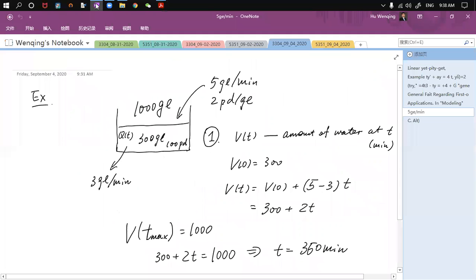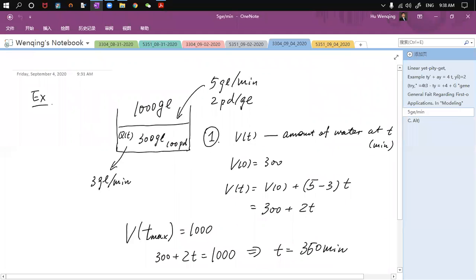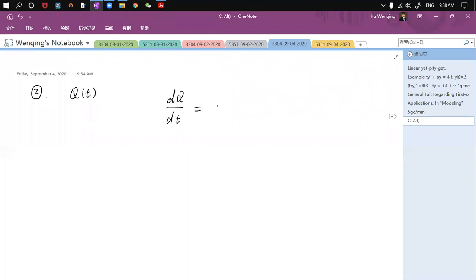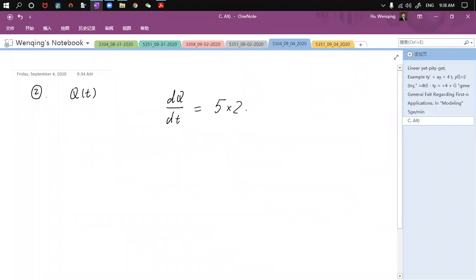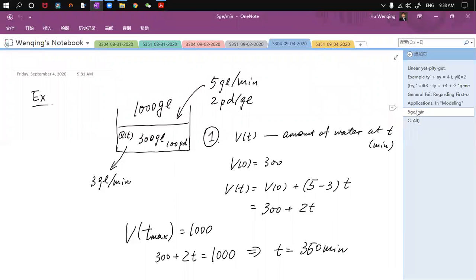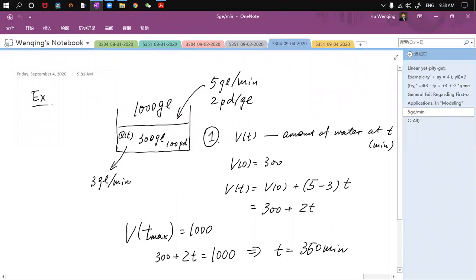So what's the inflow fluid rate? Inflow fluid rate is 5 gallons per minute. That's the amount of fluid. And 2 pounds per gallon, so that's going to be 5 multiplied by 2. Minus the outflow rate. Outflow rate is 3 gallons per minute of the solution. But what's the concentration? We know the inflow concentration is 2 pounds per gallon. That's clear. But what's the outflow concentration? It's not clear at all because it didn't tell you the outflow concentration.